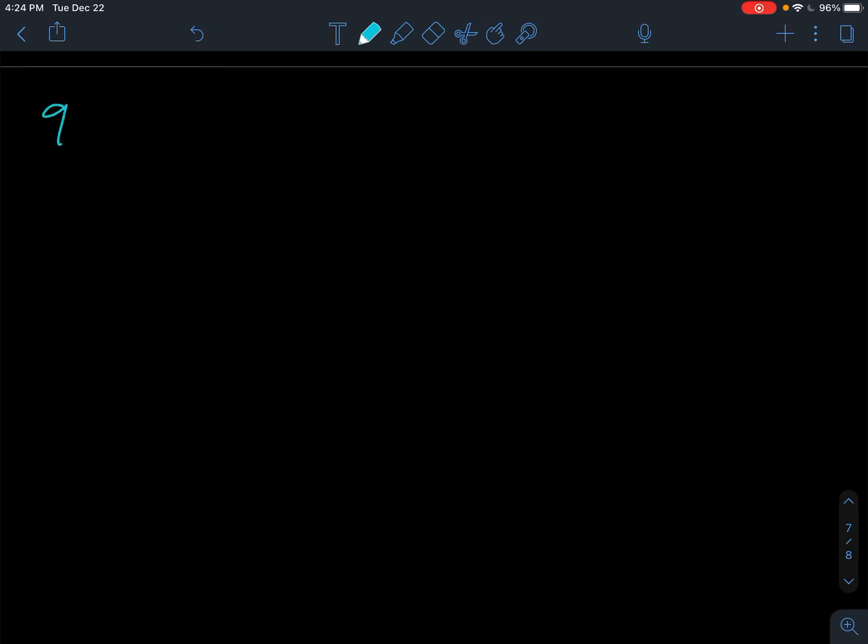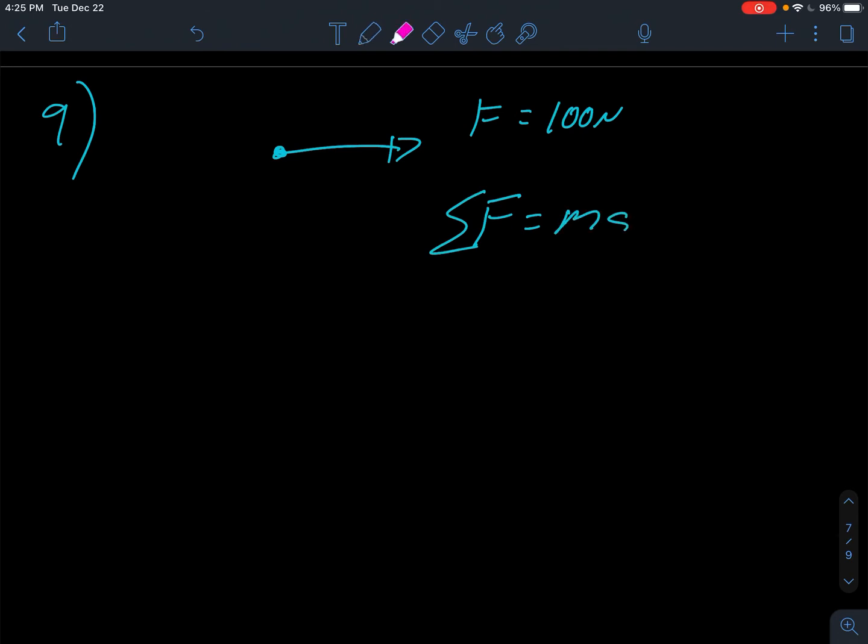So I think we're on 9 now. Suppose an object is accelerated by a force of 100 newtons. Suddenly, a second force of 100 newtons in the opposite direction is exerted on the object, so the forces cancel. So something's moving, right? We accelerate something with 100 newtons. It's accelerating because Newton's second law says if there is an overall force, it will accelerate.